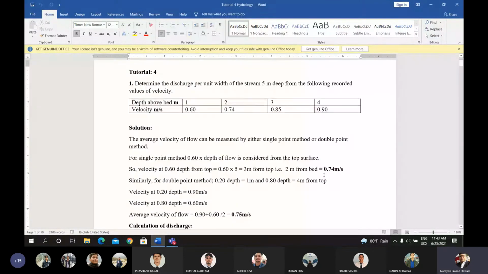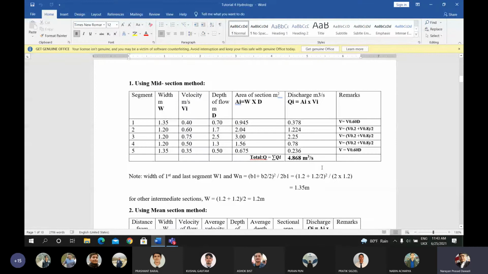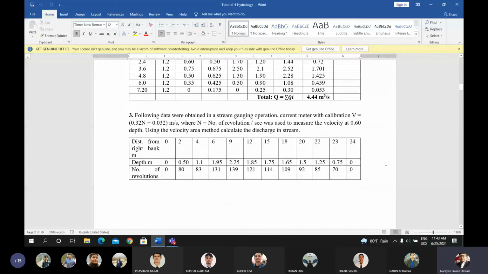Now tutorial for what? Numerical 2 is complete. Now start the third numerical. The following data are obtained in a stream gauging operation.